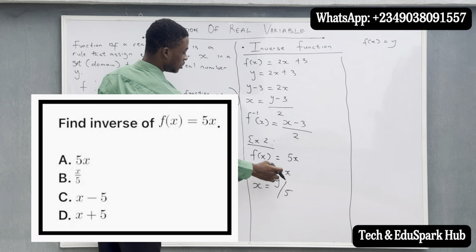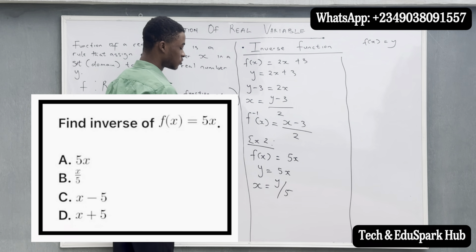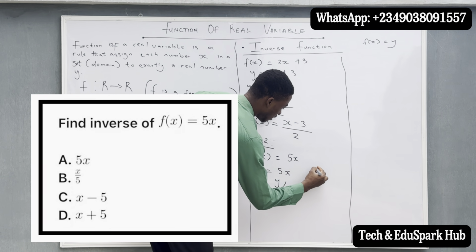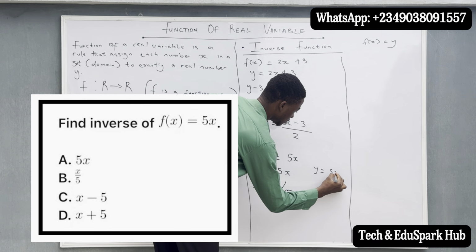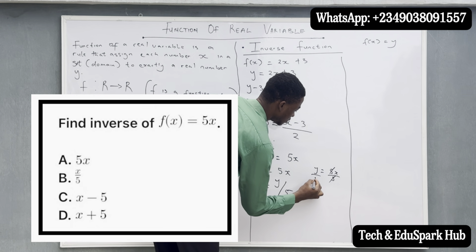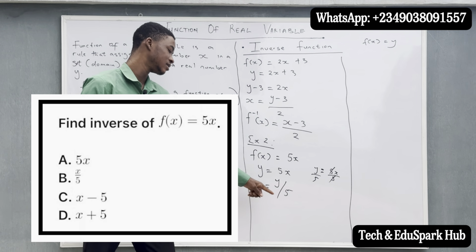You have this 5, so you divide by 5. You get x equals y divided by 5. Because when you have y equals 5x, you can divide both sides by 5, so the 5 will cancel, and you have x equal to y divided by 5. That is how we get this.